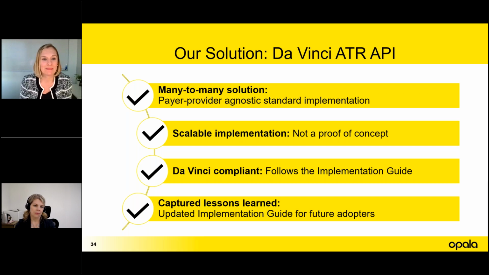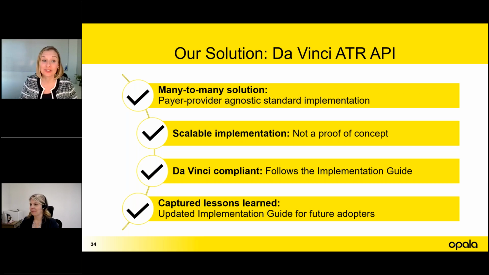What's really great about this is that MultiCare had done a proof of concept, but it was really a test of kind of a one-to-one connection. This implementation with Opala was the first scalable many-to-many type of implementation that followed the draft IG, the draft implementation guide, to a T, which meant there were a lot of kinks to work out. Security included, that was a big one.